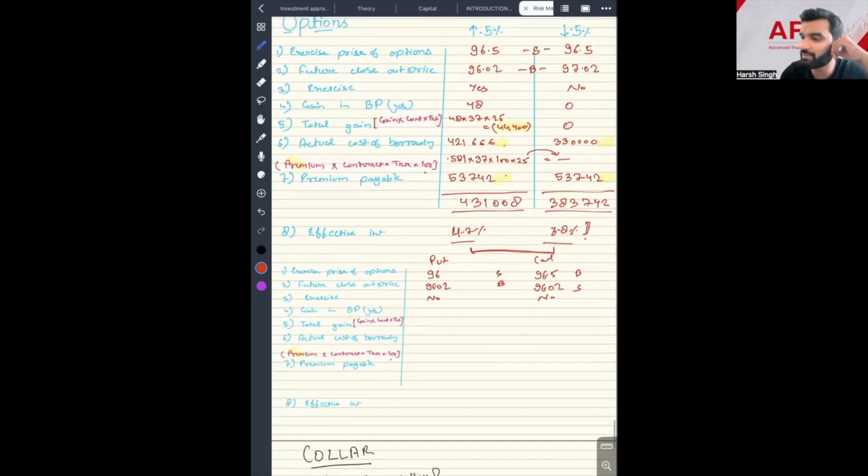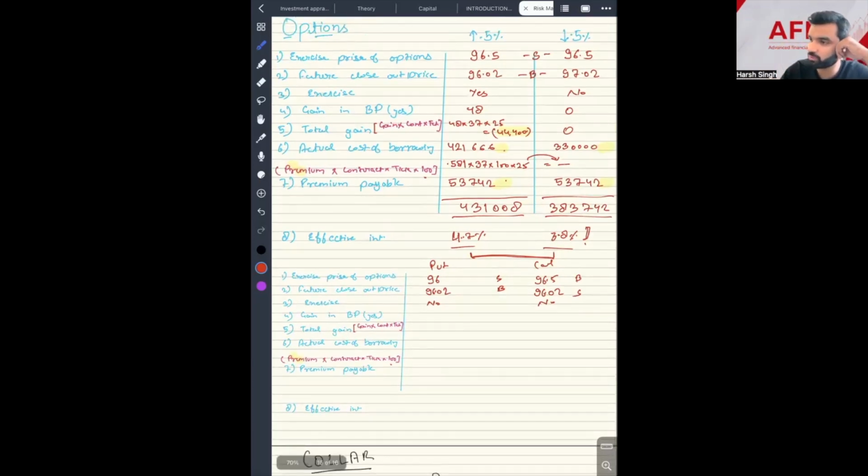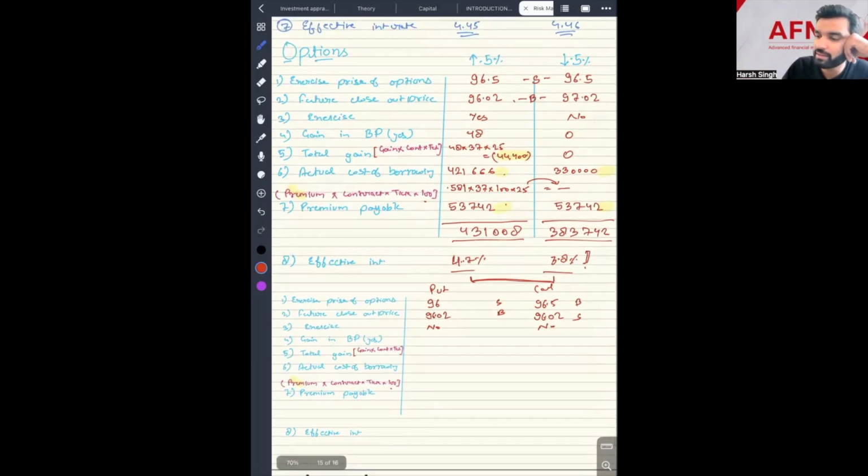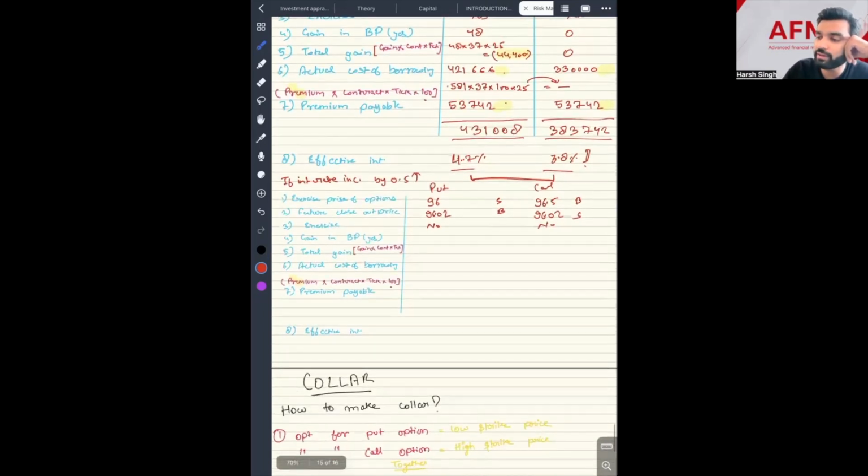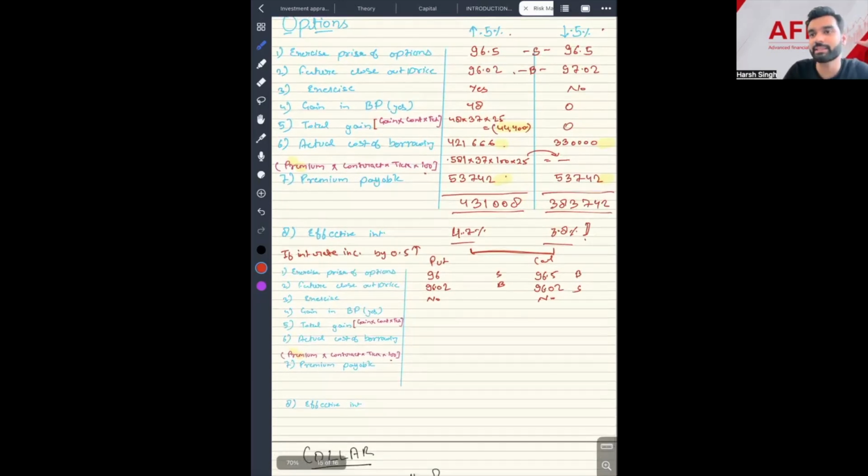Now you might have a question, sir, why are we taking the same future closeout price, 96.02? That might be a question that you have. In options, we have to solve in a different manner. I'll write down if interest rate increases by 0.5%. So I'll use this one. Then I'll solve again for if interest rate decreases. That's it. Okay.